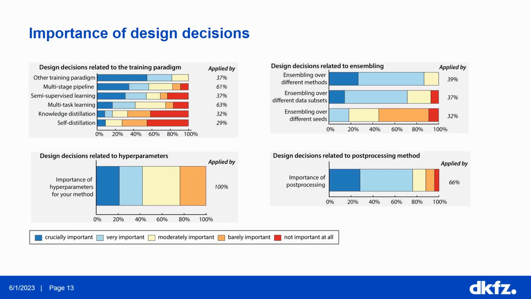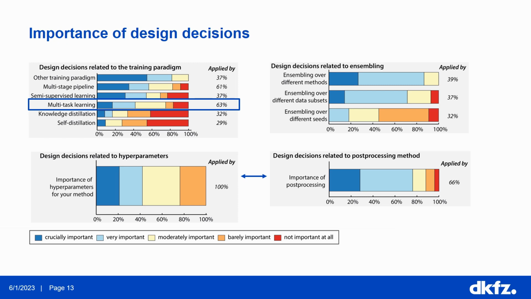Let's take a look into the winning design decisions now. We are surprised that almost 2/3 of the winners based their method on multitask learning. This training strategy was applied more frequently by winners than self-supervision. Interestingly, winners rated post-processing as highly important and applied it much more frequently than non-winners. It was even regarded as more important than the tuning of hyperparameters.